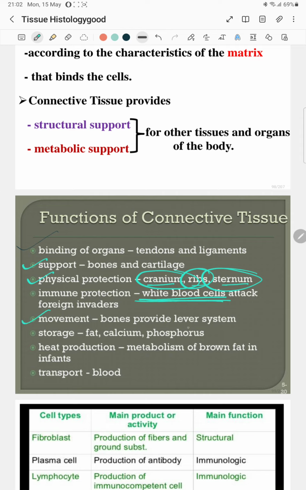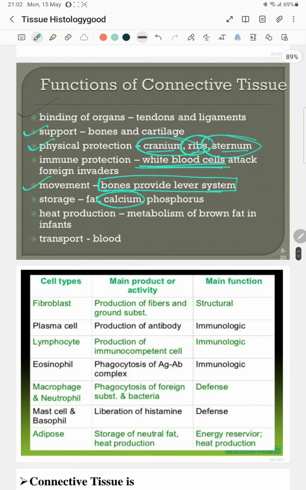Movement, they provide a lever system. That's why we can carry our weights. You can carry your bags. Storage: fat, calcium, phosphorus. We know that calcium, especially we are advised to take milk so that our bones can be stronger. Heat production, transport, all these things are there.